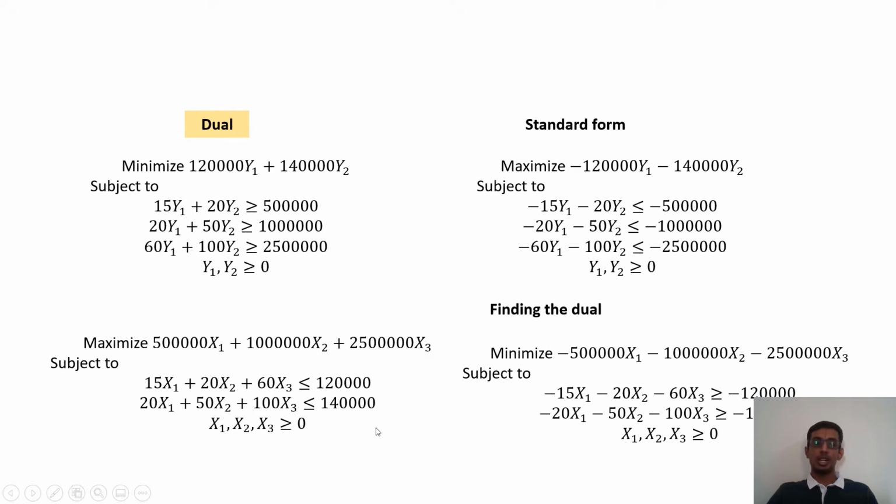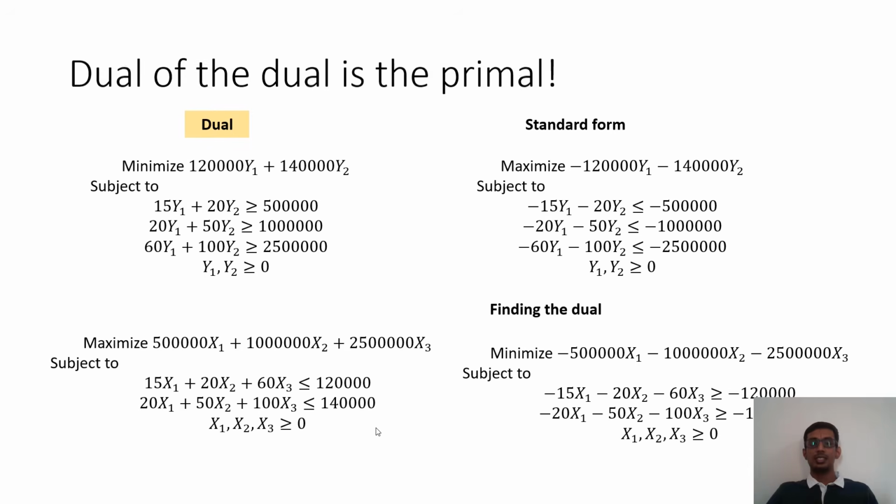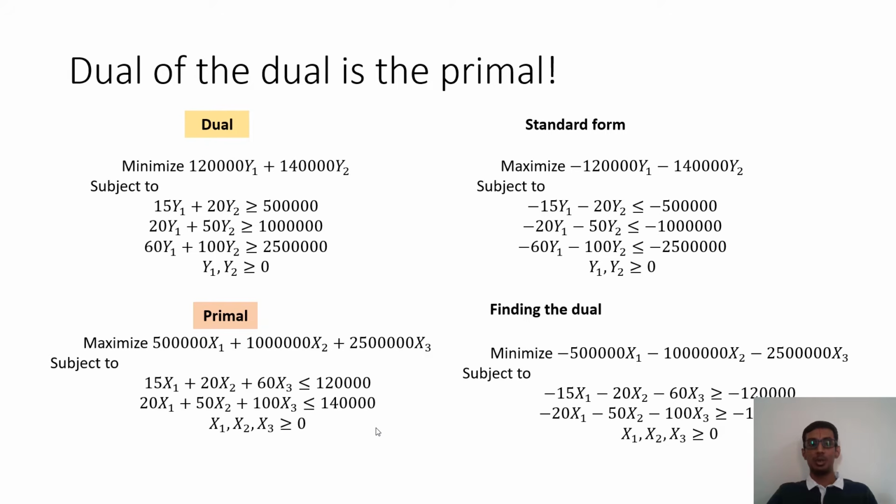Do you recall what this is? I'll pause for a moment here. Do you recall what this is? This happens to be the primal itself. So the dual of the dual is the primal. So when you construct a dual and you find a dual of the dual, you find that it is going to be the primal itself.